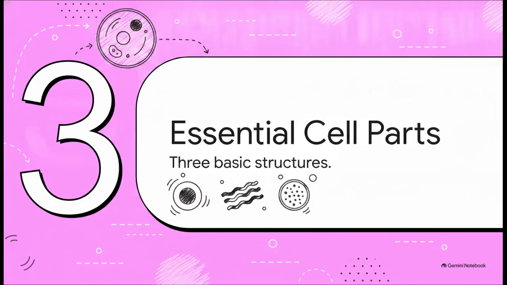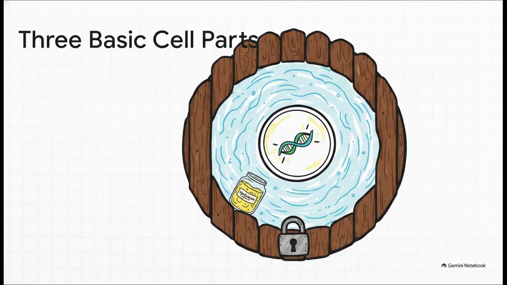All right. Part 3, essential cell parts, the 3 basic structures you'll find in every single cell. Let's zoom in on the physical structure of the cell itself. Now, every single cell, whether it's plant or animal, has these 3 essential parts. To make this easy to remember, I want you to think of the cell membrane as a protective fence or a strict gatekeeper. It's a thin, flexible covering that controls what water, nutrients, and waste enter and leave the cell.